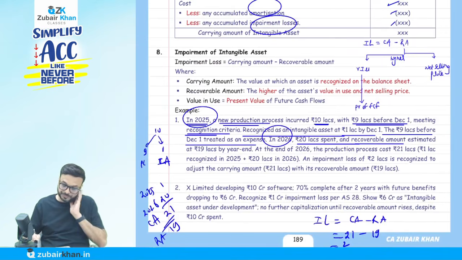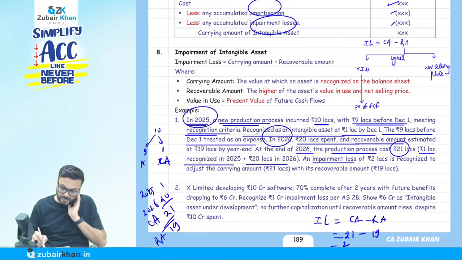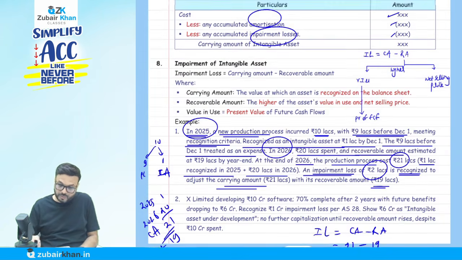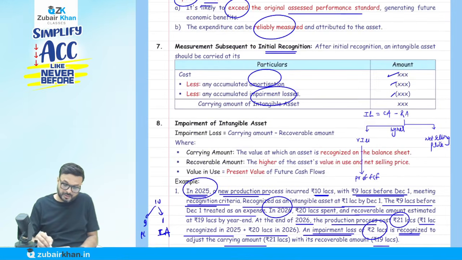Then they say in 2026, the production process cost rupees 21 lakh. Rupees 1 lakh recognized in 2025, 20 lakh in 2026. An impairment loss of rupees 2 lakh is recognized to adjust the carrying amount of 21 lakh, and its recoverable amount is 19 lakh. This is what they are saying, that now the 2 lakh will be recognized as an impairment loss. This loss of 2 lakh will reduce from the 21, so it becomes 19.